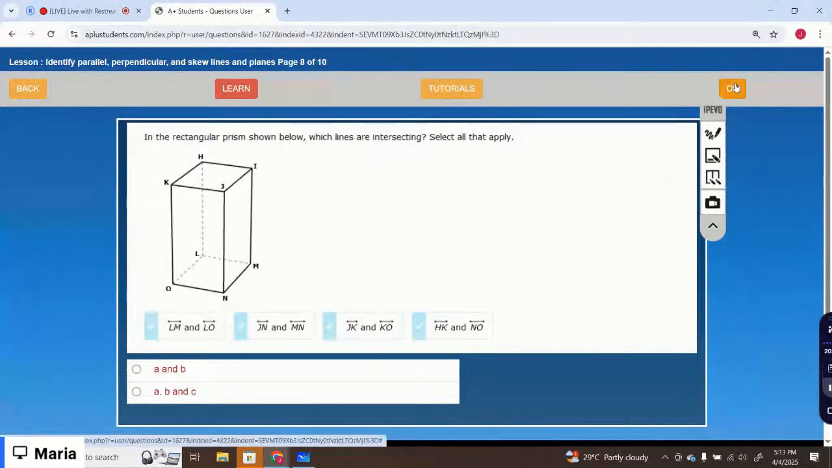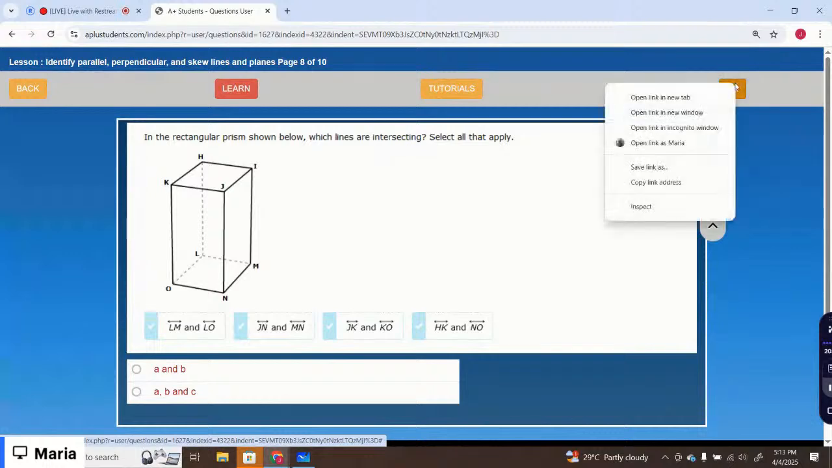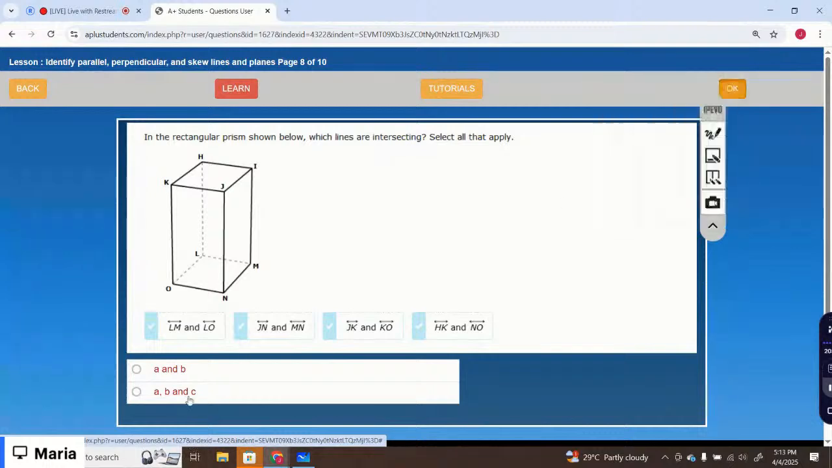In the rectangular prism shown below, which lines are intersecting? LM and LO are the intersecting lines. JN and MN are the intersecting lines. JK and KO are the intersecting lines. So option number 2 is the correct option. A, B, and C are the intersecting lines. Option number 2 is the correct option.